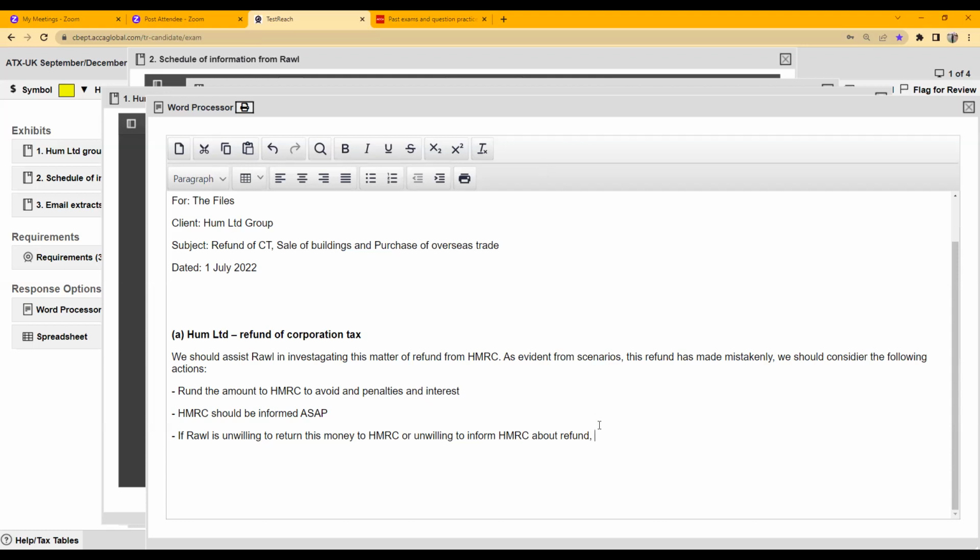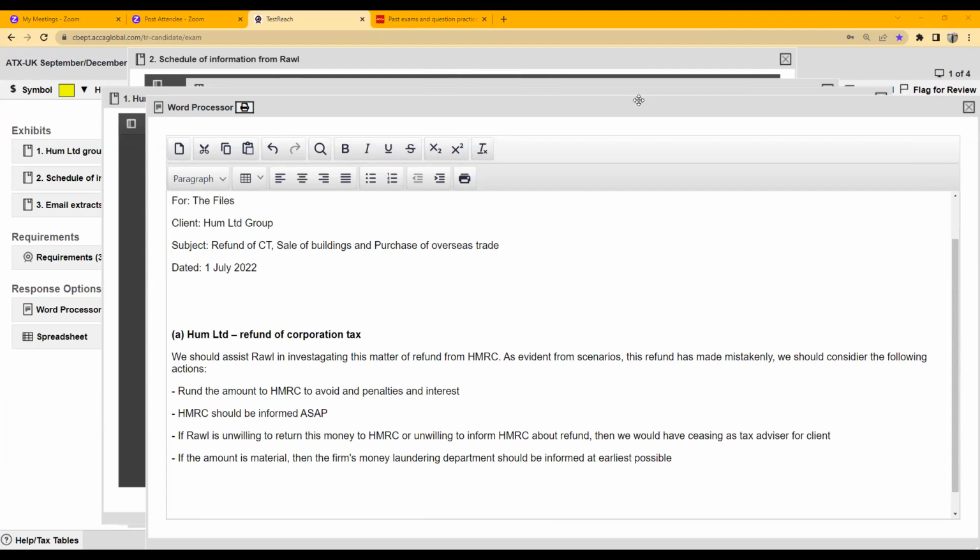If there is unwillingness on the part of the client, then we would be ceasing to act as tax advisor for the client. Furthermore, if the amount is material, then the firm's money laundering department should be informed at the earliest possible. Do not disclose this information to third parties.